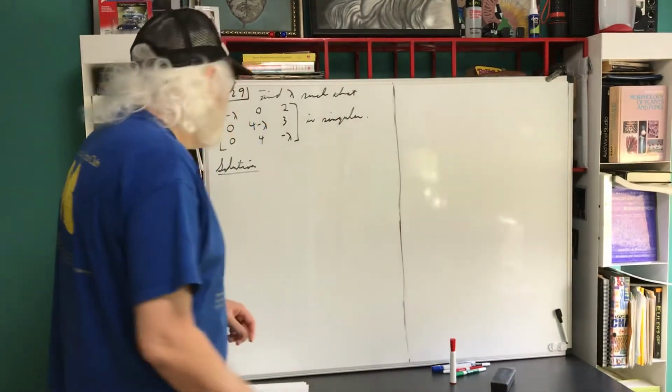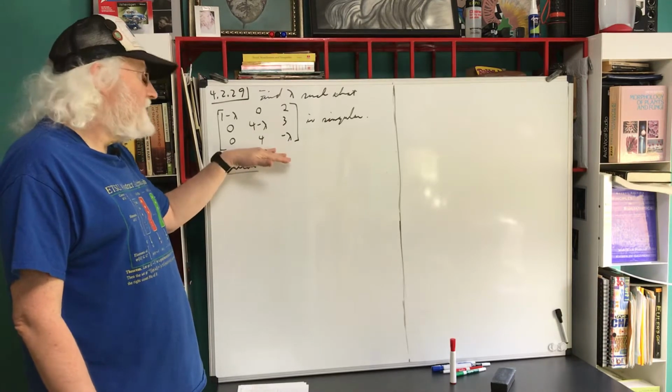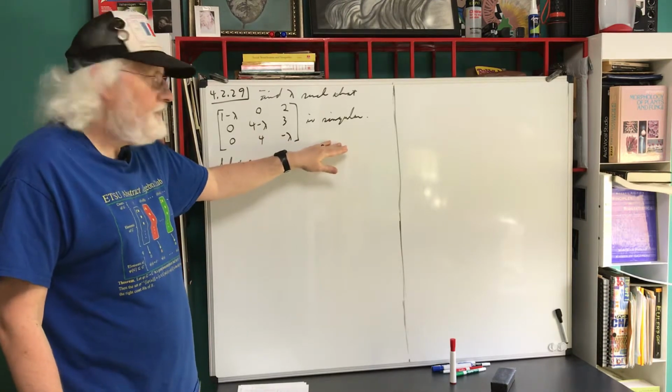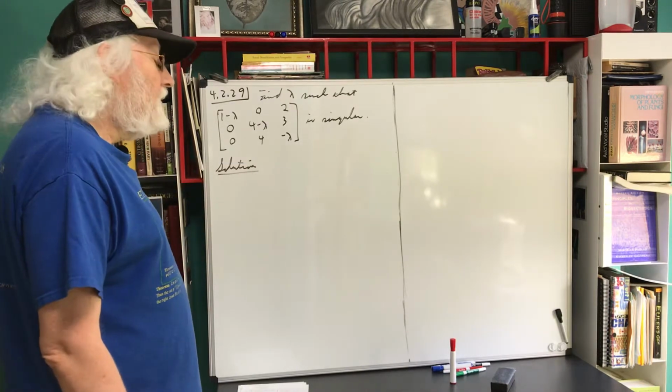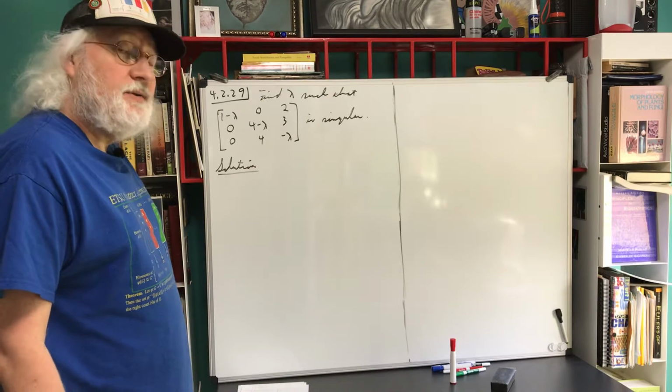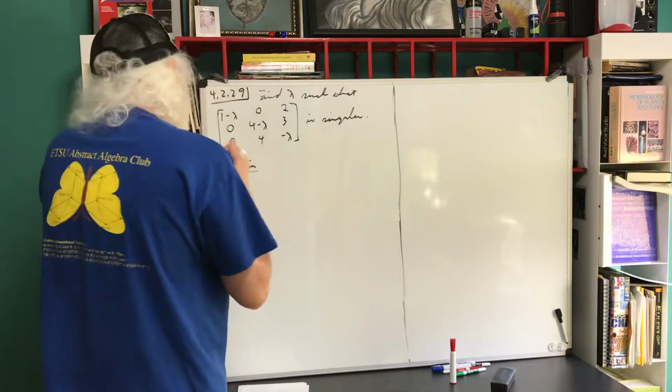Okay, a rather oddly worded question. Find lambda such that this 3 by 3 matrix is singular. Singular means non-invertible. Well, we know how to take determinants, and we know it was theorem 4.3.